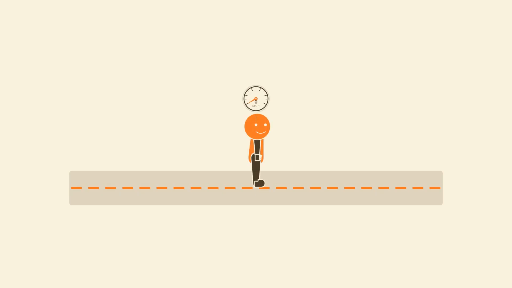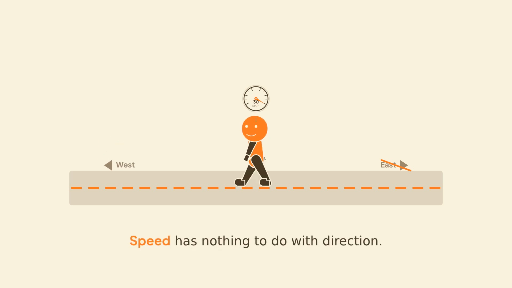Let's start with a simple example. Speed tells you how fast you're moving, no matter which direction you're heading. It only answers one question: how quickly are you going? Speed doesn't care about direction at all, whether the direction is east or west.